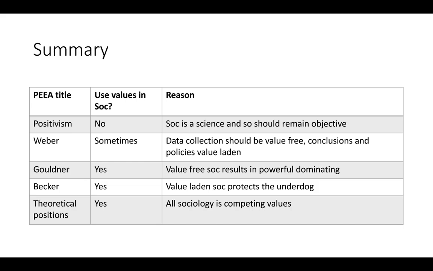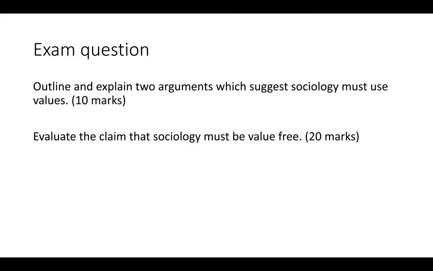Now, in terms of analysis, you're spoilt for choice here because you can just pretty much analyse any individual PEEL with any other individual PEEL. It can be either supporting or it can be contradicting. Exam questions, these are fairly straightforward. Outline and explain 2 arguments which suggest sociology must use values. Gouldner, Becker, Weber, and also your theoretical perspectives would all work as your P for those. And evaluate the claim that sociology must be value-free. You would definitely want to include your positivist paragraph in there because of the question, but then you could simply do 2 other paragraphs from our list.